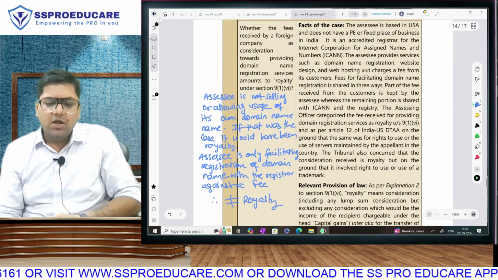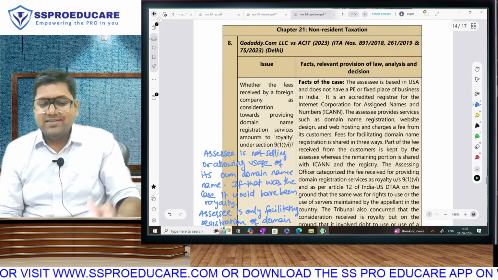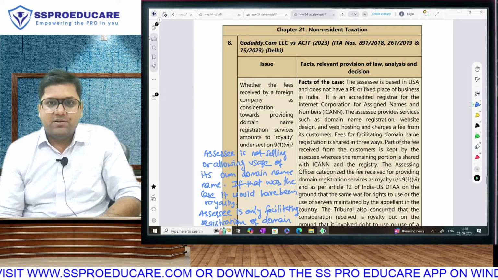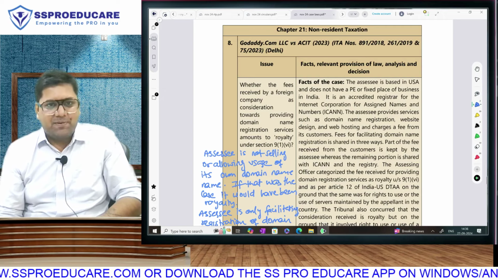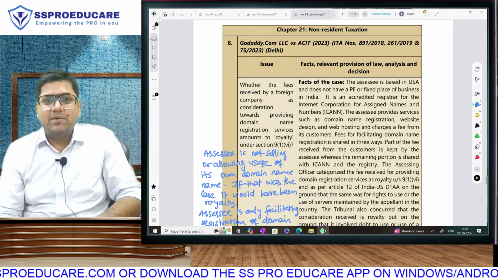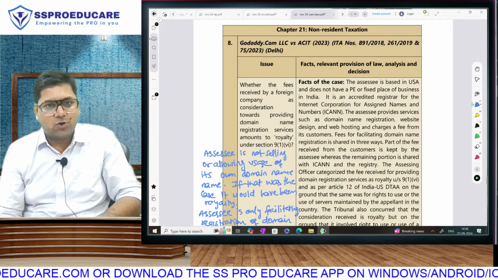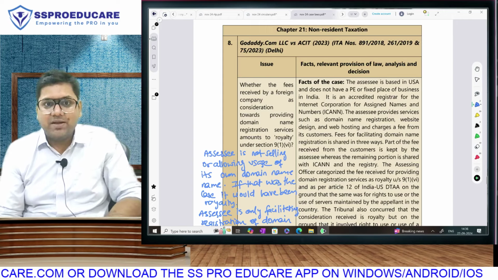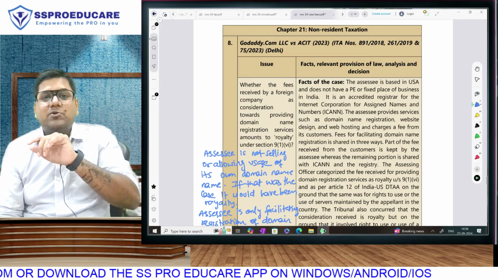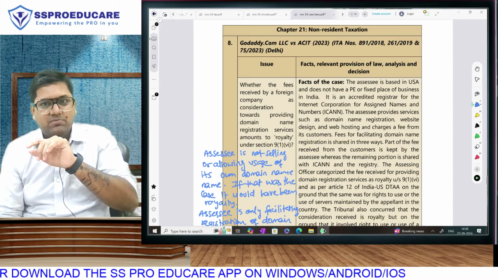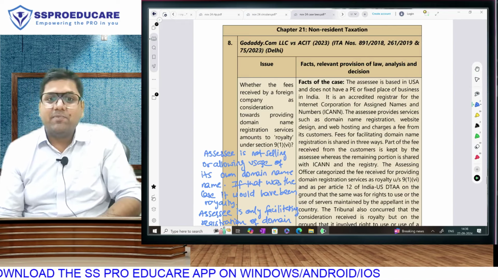Next, GoDaddy. This company obviously is a popular company. A lot of people have heard about it. So what does GoDaddy do? If you want to start your own website, you have to buy a domain name. For example, I started ssproeducare.com. I had to purchase that domain name so that anybody typing in the search bar www.ssproeducare.com is redirected to my website.